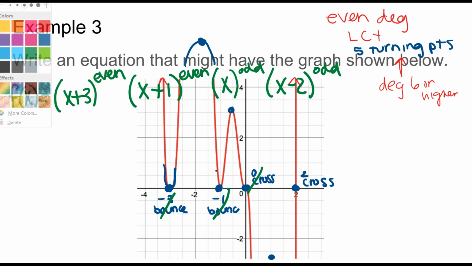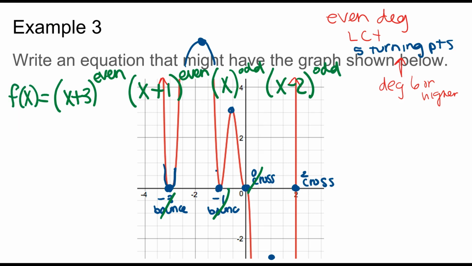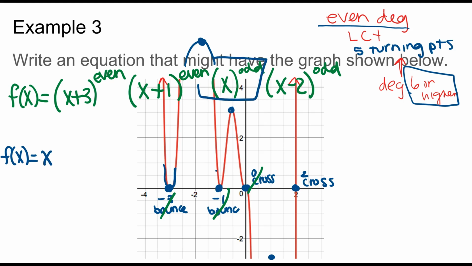Now, you can make these numbers in here any number you want. Even could be 2, 4, 6. We just need to make sure that the degree ends up being 6 or higher, and that it's an even degree. So we've got f of x equals. Now we normally put this one first, so we're going to do x, and maybe you want it to be to the 3rd power. Then we'll go in order, x plus 3, even, so maybe 2, x plus 1, even, maybe 4, and last one, x minus 2 is odd, maybe 3.